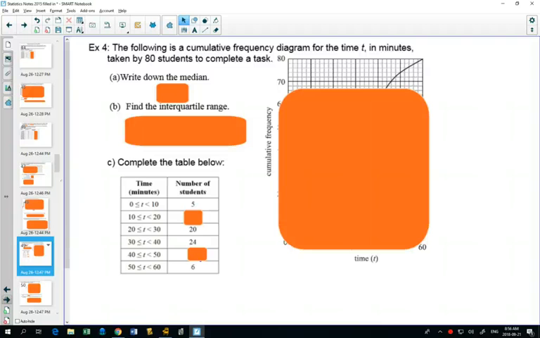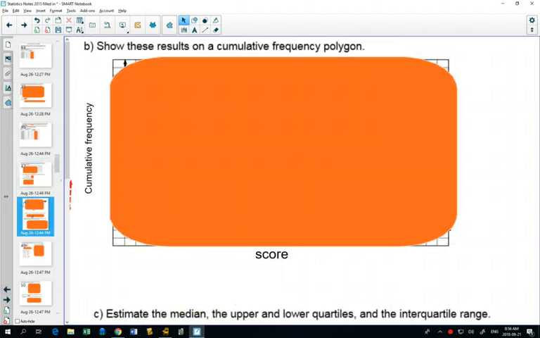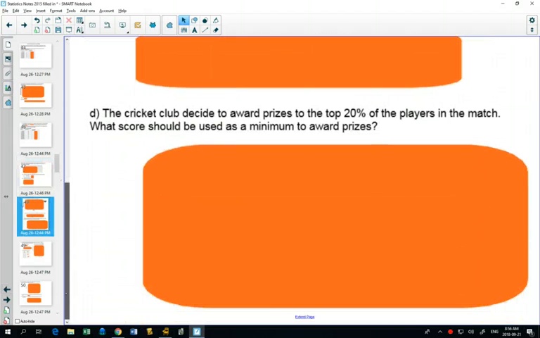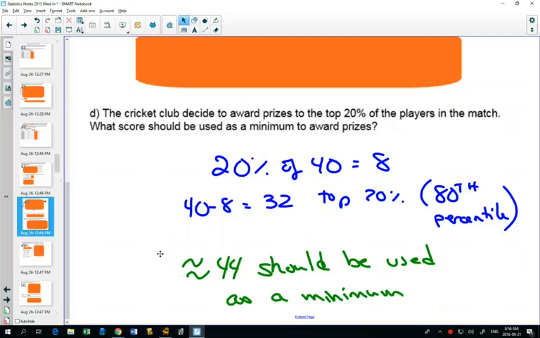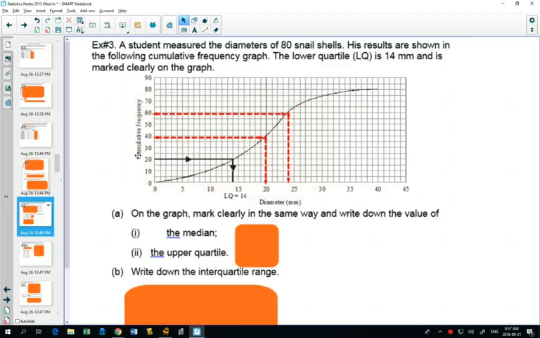Example 3, of course, did it go? Here's 4. There we go. Example 3. I can go back to D for a second if it didn't disappear on me. I think this.